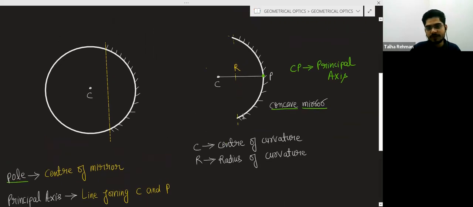And what kind of mirror is this? Concave mirror. C is the center of curvature. R is the radius of curvature. So the line CP is the principal axis, and R, the radius of curvature, means this distance.